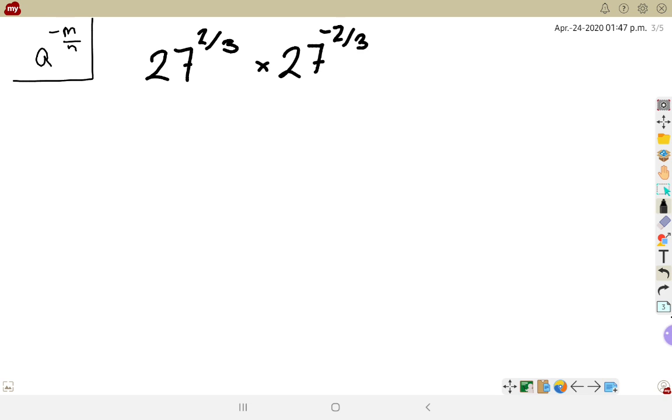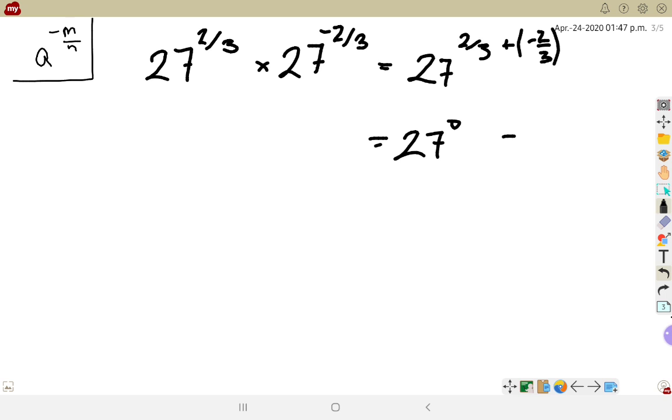Okay, if I was to use my exponent laws, this would become 27 with an exponent of 2/3, and then I'm going to add my second exponent. So I'm going to add negative 2/3. And 2/3 plus negative 2/3 is 0. And so I just get 1, right? That's just using the exponent laws and adding those two exponents together.